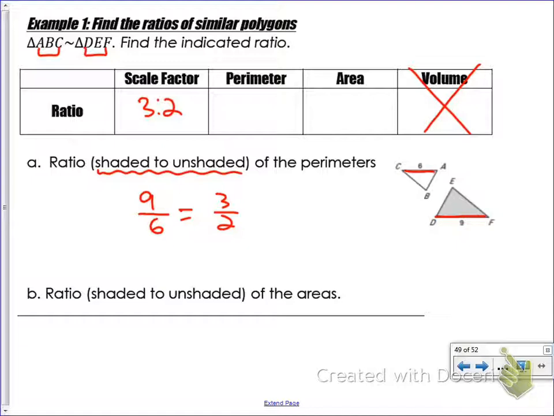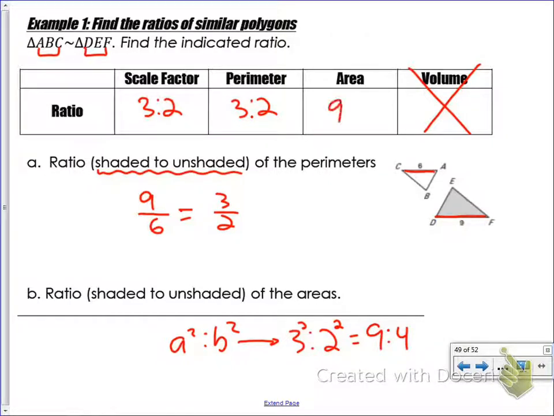Now for the perimeter ratio, remember it's going to stay exactly the same. It's going to be the same as the scale factor between the two triangles. So the perimeter ratio will also be 3 to 2. And then for area, we're going to square this. So remember for area it's A squared to B squared. Plugging in our numbers, we have 3 to 2. So we'll square 3 and we'll square 2, and that'll give me 9 to 4 as my ratio for the area.